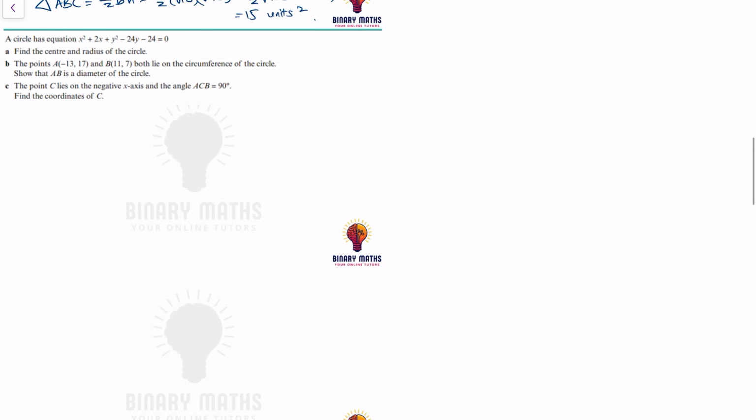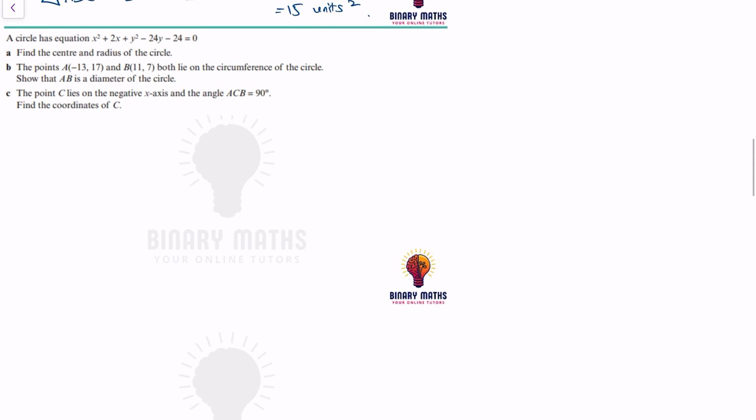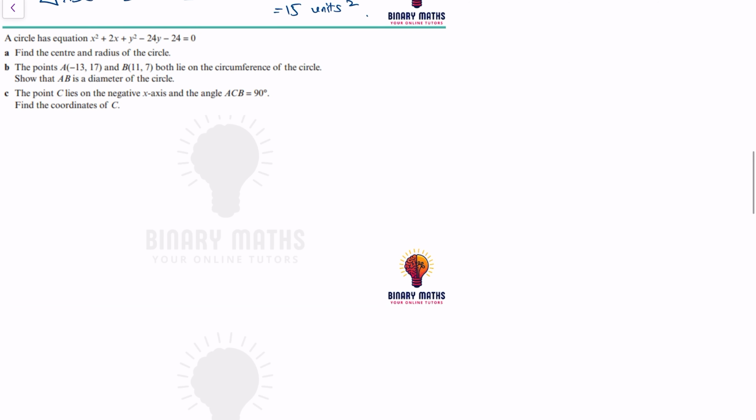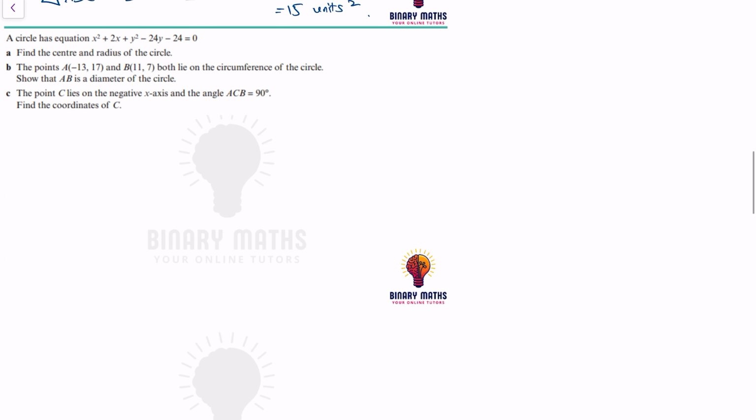Next example. A circle has equation x squared plus 2x plus y squared minus 24y minus 24 equals 0. Find the center and radius of the circle. So the first thing I need to do is complete the square. So I get x plus 1 squared take away 1 plus y minus 12 squared take away 144 minus 24 is equal to 0.